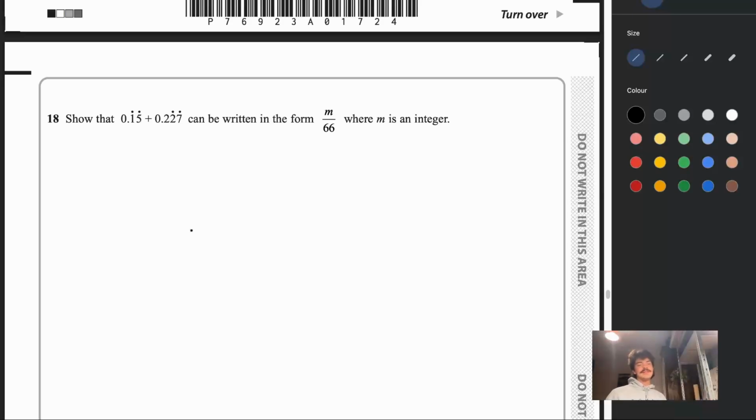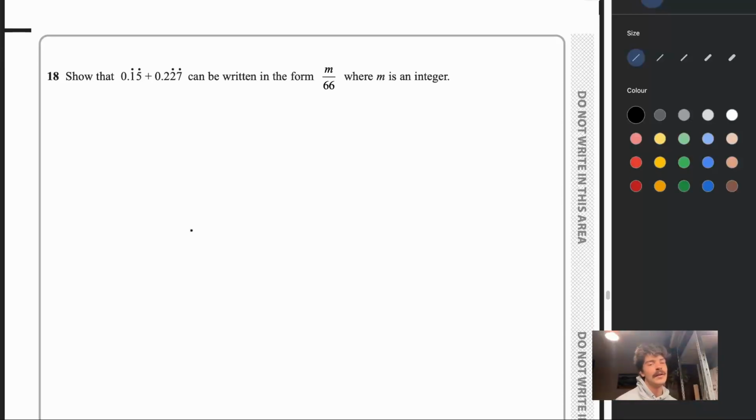Question 18. So here we've got two recurring decimals. We actually want to add the two together, and we want to show that it can be written in the form m over 66, where m is an integer. Oh, okay. Seems fairly heavy. So the trick for recurring decimals is to turn them into fractions. We want to find the bit after the decimal place, and we want to find two versions of that where it's the same. Take them away, and the recurring bit that goes on infinitely forever ends up cancelling out.